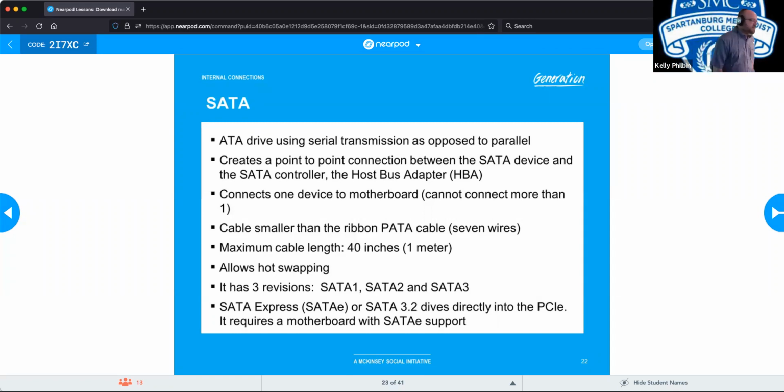And then you have SATA Express, which is the E after SATA. The E before SATA is external. The E after is Express. And that's 3.2. And that goes directly into the PCIe and requires a motherboard with SATA Express support. So the E before SATA means external, E after SATA means Express. And then if it's Express, it deals directly with the PCIe interface. Questions so far?